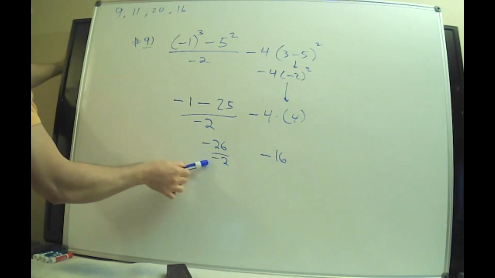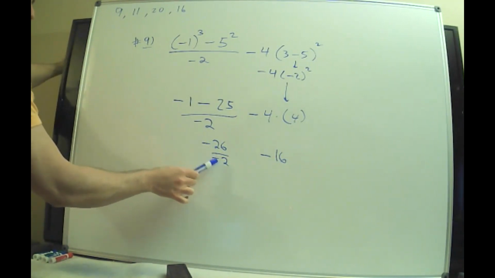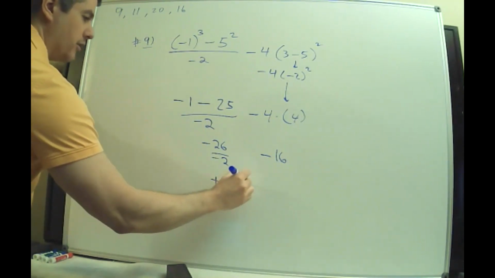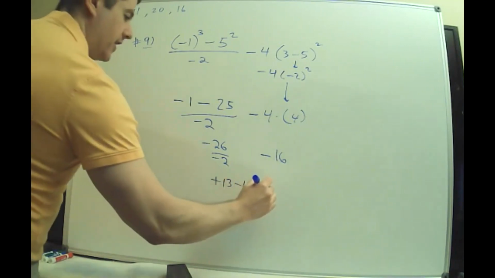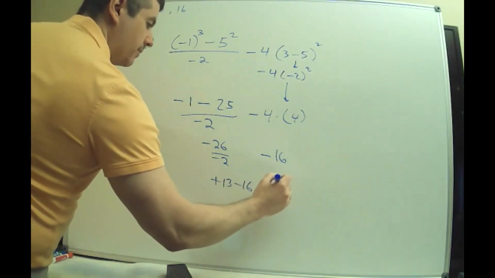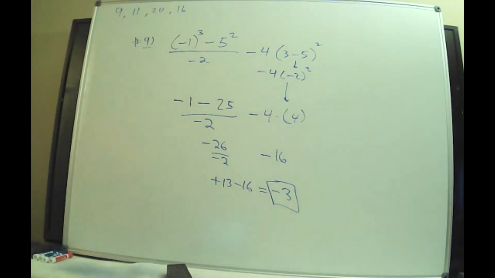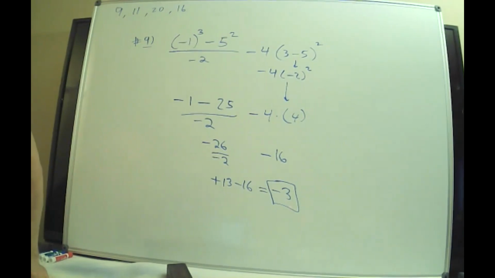-26 on top, -2 on the bottom. You divide them. You're going to cut 26 in half, which makes 13, and a negative times a negative makes a positive. So I get +13, take away the 16, and I get -3. It's not super hard, but there are so many places you can make a mistake. You have to be very, very careful with this.